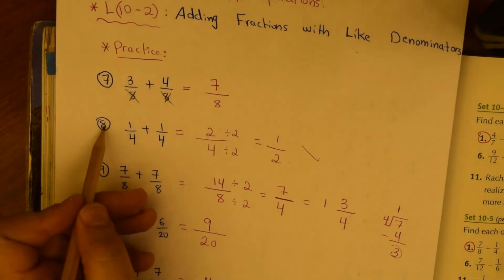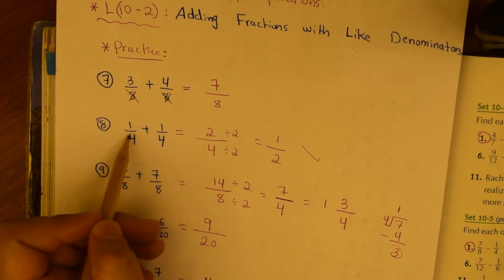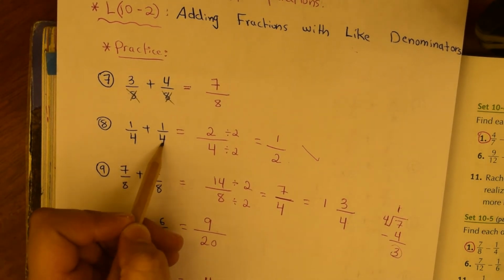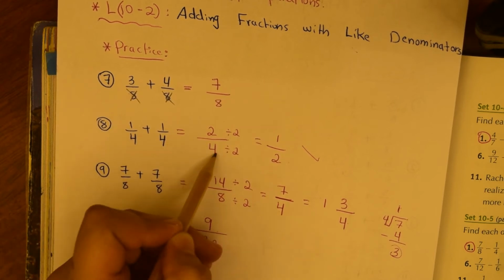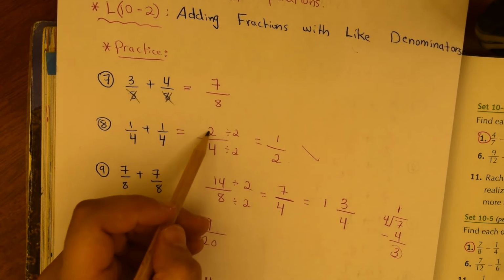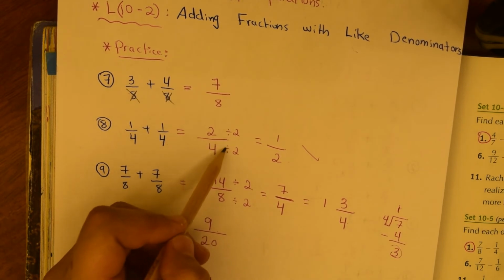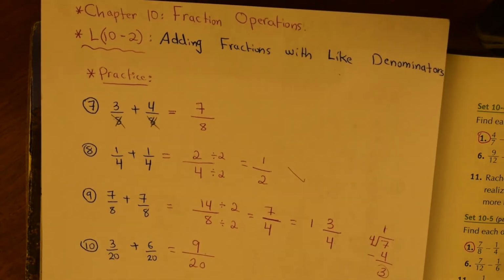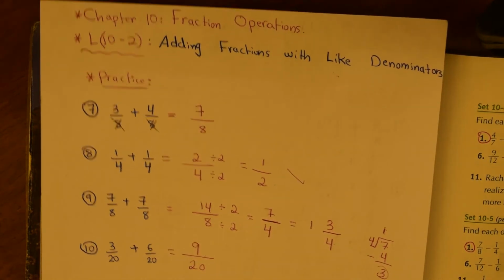Now for this one, I have 1 over 4 plus 1 over 4. I have the same denominators, then I can add. I will put 4, 4, 4. Then I will add the numbers up. 1 plus 1 equals 2. Now 2 and 4 are even numbers, so I can divide up and down by 2. It will give me half. Now this is for lesson 2, adding fractions with like denominators.